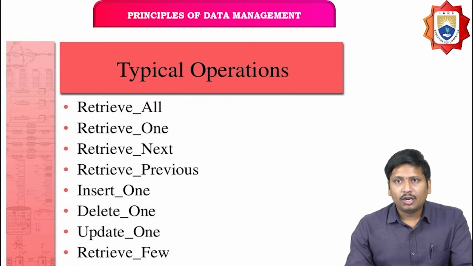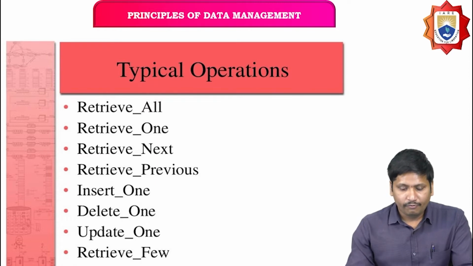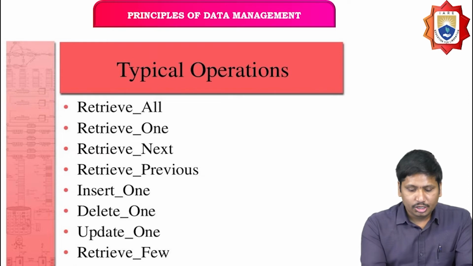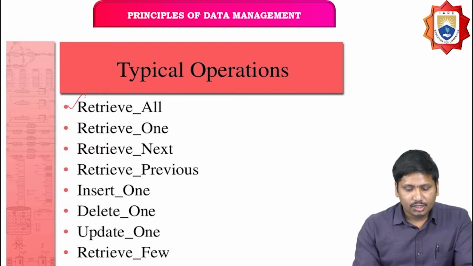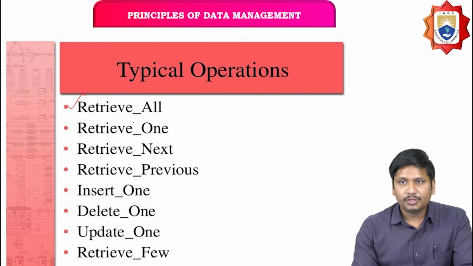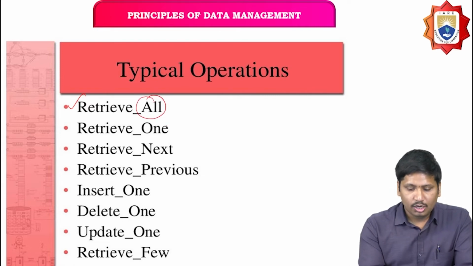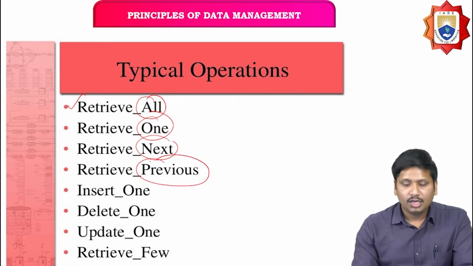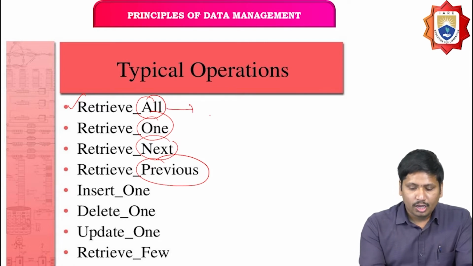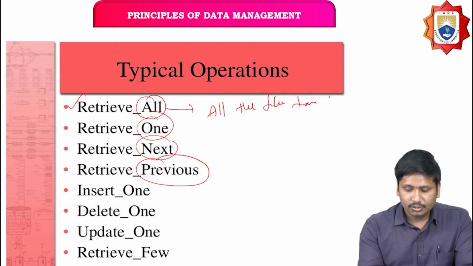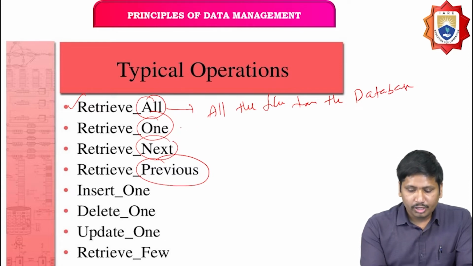And what are the typical operations we can perform on files? The first one is retrieve. Within retrieve, we have several options: retrieve all, retrieve one, retrieve next, and retrieve previous. Retrieve all means you are able to retrieve all the files from the database, and retrieve one means you are able to retrieve only one file.